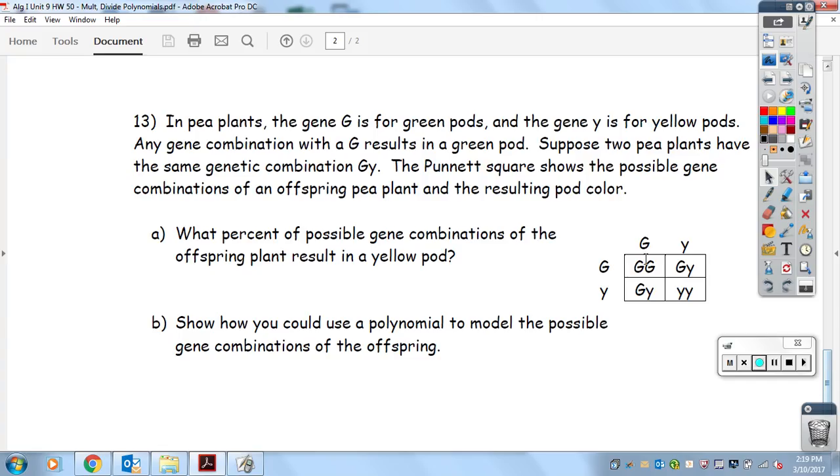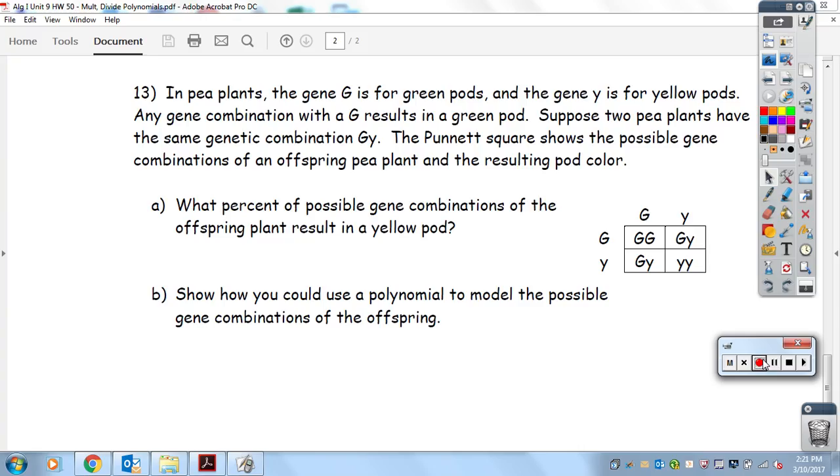Out of the 4, there's 4 possible outcomes. Out of those 4, how many are yellow? 1 out of 4, which is probability. If we want to do the ratio, it would be 1 to 3 of yellow to green, 1 yellow to 3 green. If we want to do the probability, the possibility, that's 1 out of 4, 25%. Part B is probably the trickier one.